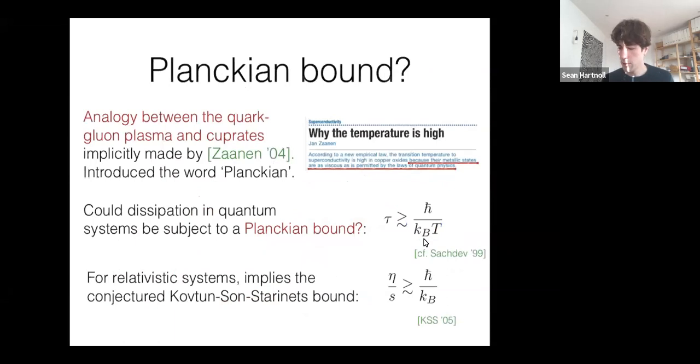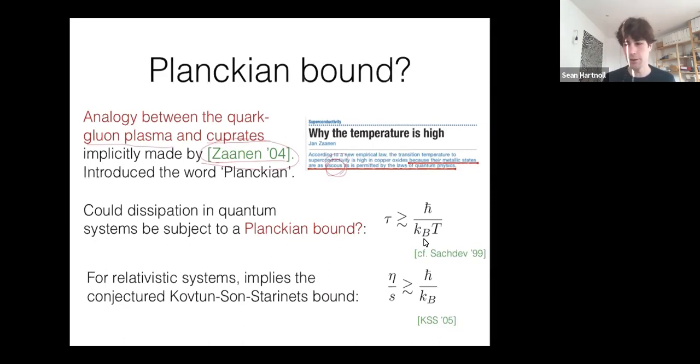The word Planckian was coined by Jan Zaanen in 2004, and he doesn't explicitly mention the quark gluon plasma in this, but I think there's definitely an implicit analogy. In fact, this is the same year as the KSS paper. The causality is not totally clear, but he uses the word viscosity, which is not a common word to use in the context of metals. So I think it's fair to say there's an implicit analogy made between the quark gluon plasma and the cuprates.